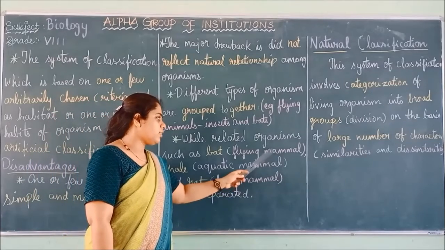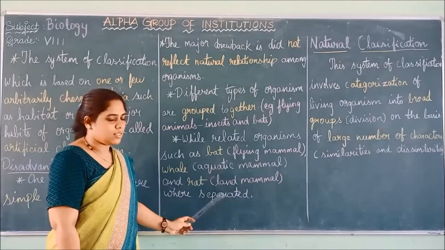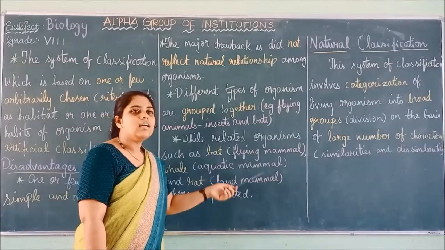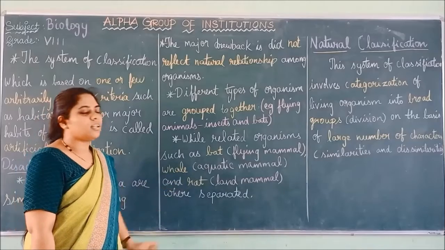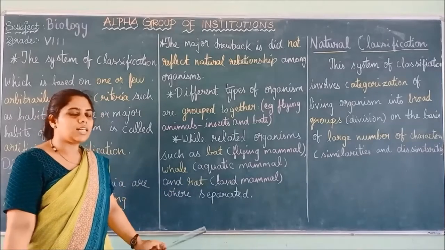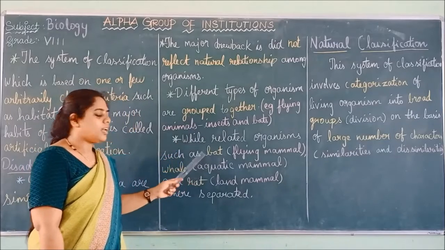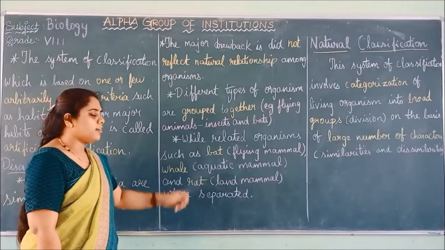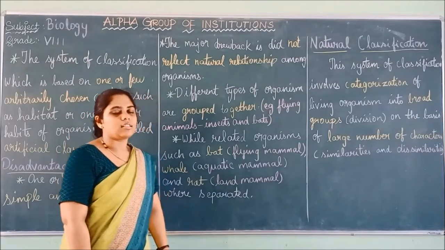So these three are mammals, but since they are in different places, since their habitats are land, aquatic and flying, they are put under different groups. All three are mammals, but they are separated. So different animals are put in one group and similar animals are put in different groups. So these are another two disadvantages of artificial classification.